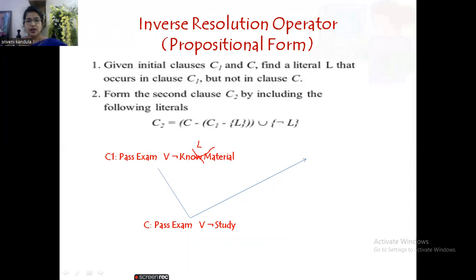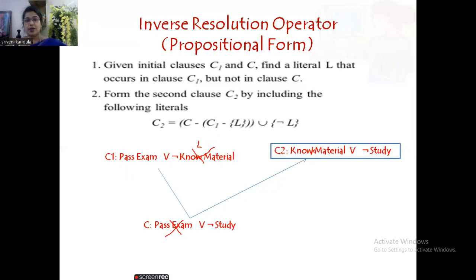So this C1, again I have to subtract from C. So this pass exam, I have to remove. Then whatever is left over in C should be unioned with negation of L. So what is negation of L? L is no material, negation of no material. Negation of negation is positive, so here I will be obtaining no material.